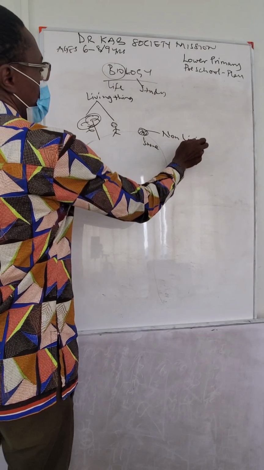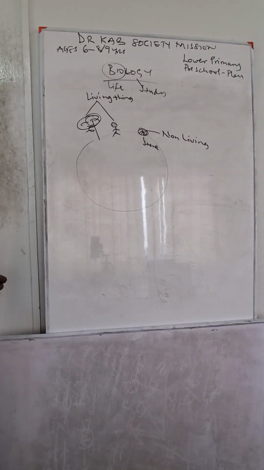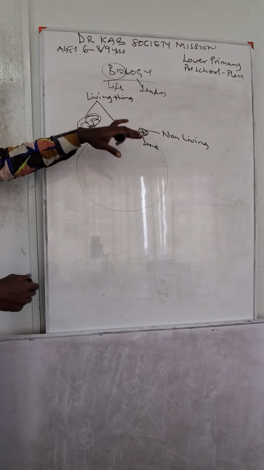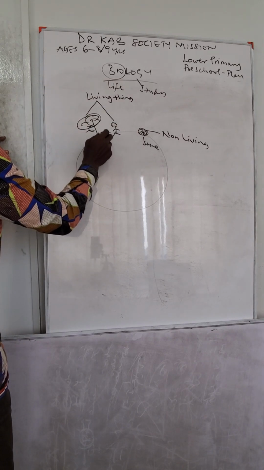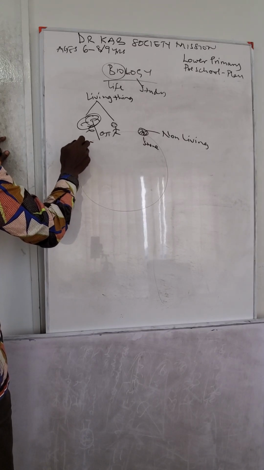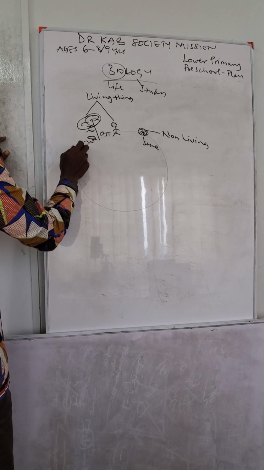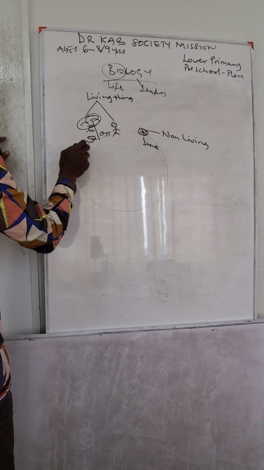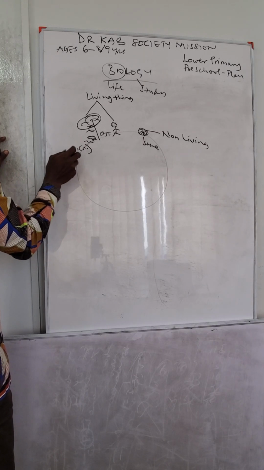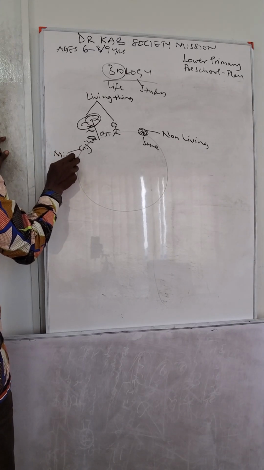A non-living thing. So a lot of things are living. Our dog or goat is also here. We have our ants here. We have our mushroom. Then we have those that we can't see easily, small ones. These ones are very small. We call them microorganisms.